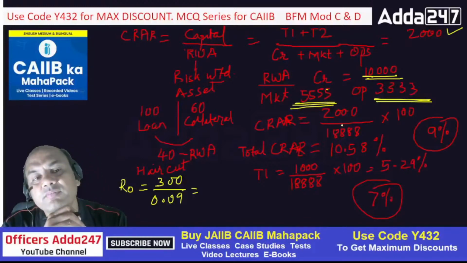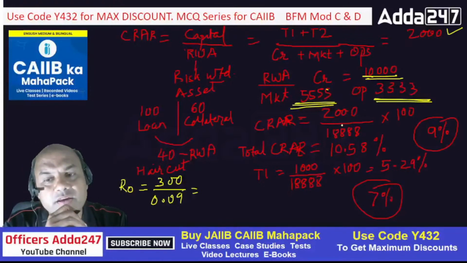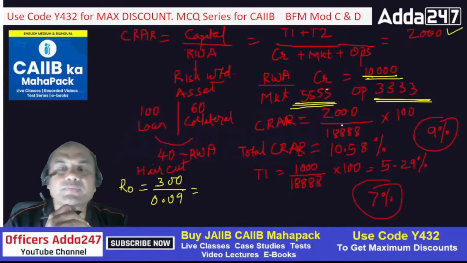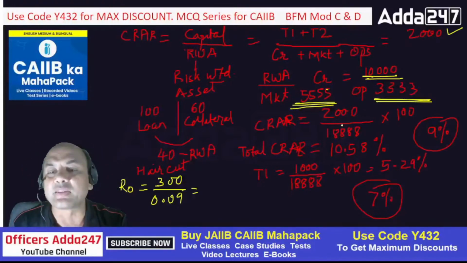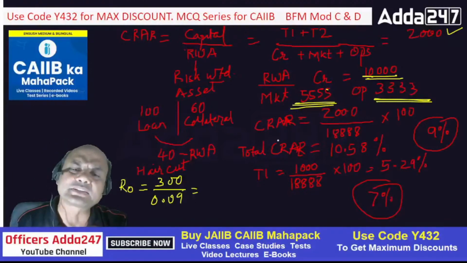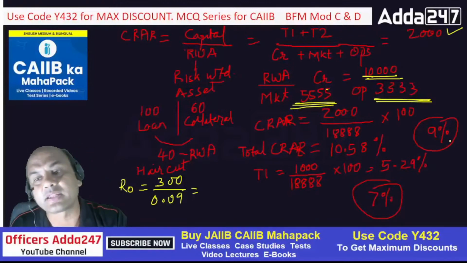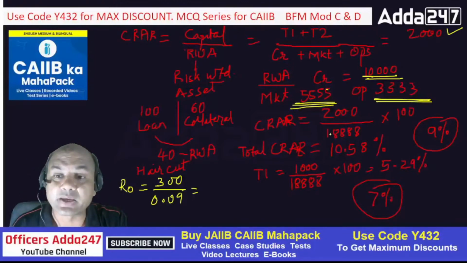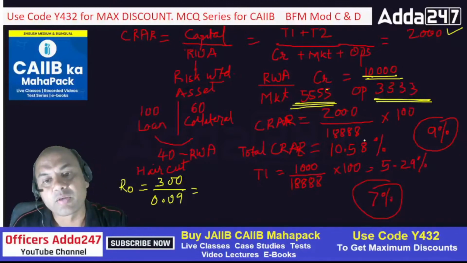Everyone, you are getting 10.58, correct? Yes. So it is correct, 10.58. Is this okay or not? What is the standard CRAR by RBI? 9%. So this is bigger, so it's okay. What about T1?